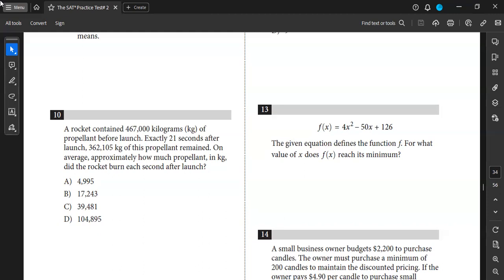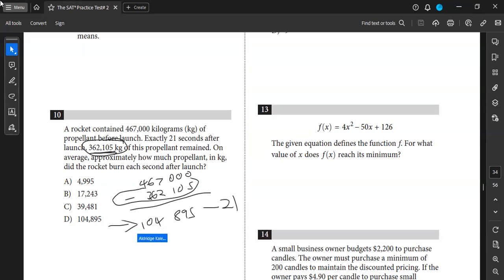So I'll get right into it. At the beginning, we have 467,000 kg of this item. But then after a while, this amount remains, 362,105. So we can subtract these to see how much we've actually lost, because we're trying to see how much was burning each second. When we subtract this, we get 104,895. After 21 seconds, this is how much remained, so this is what we actually lost, 104,895.